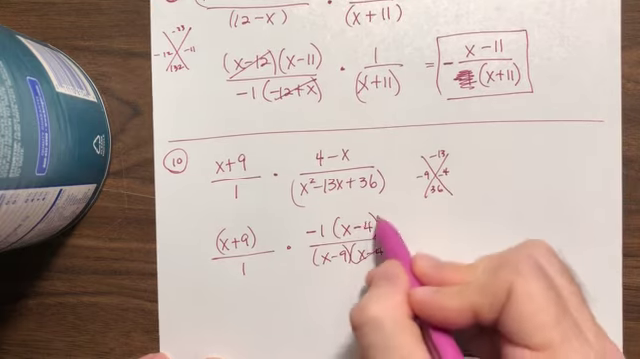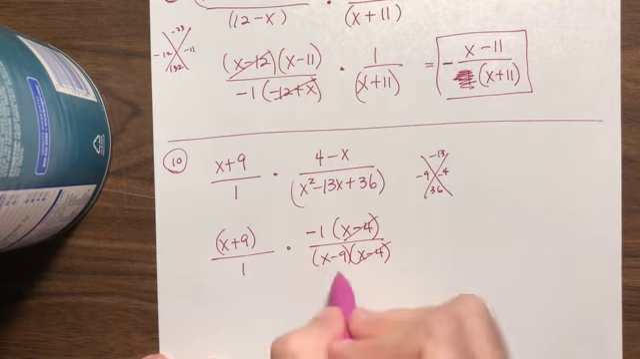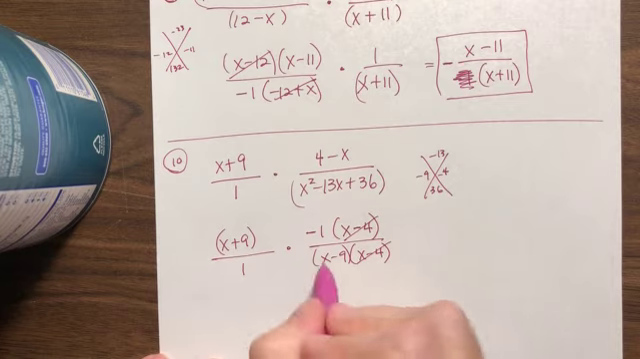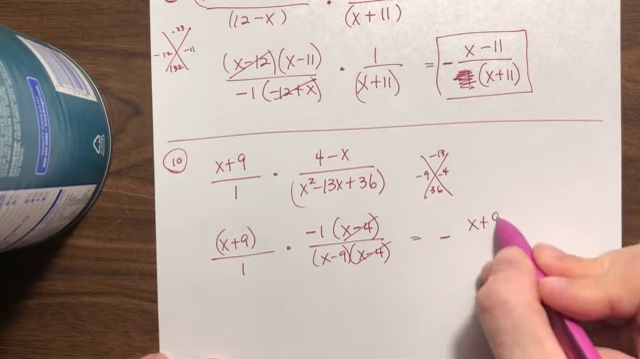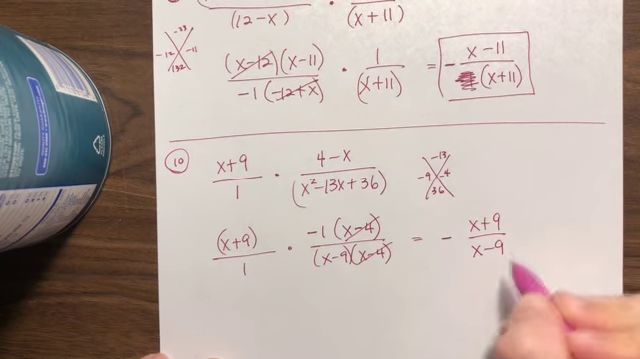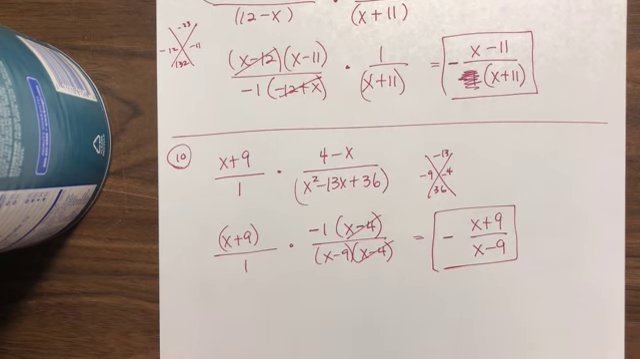So again, x minus 4's cancel, but these don't, because one's plus and one's minus. So the negative, the x plus 9, the x minus 9. There you go. All done.